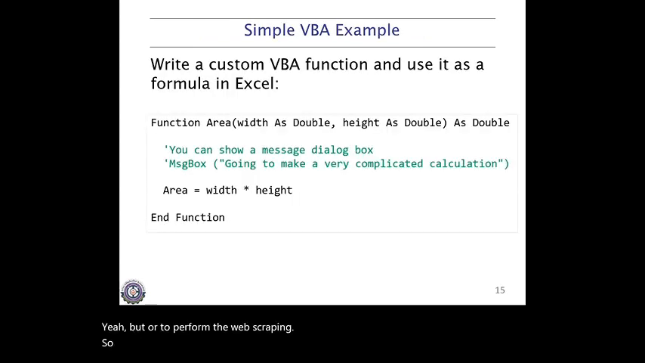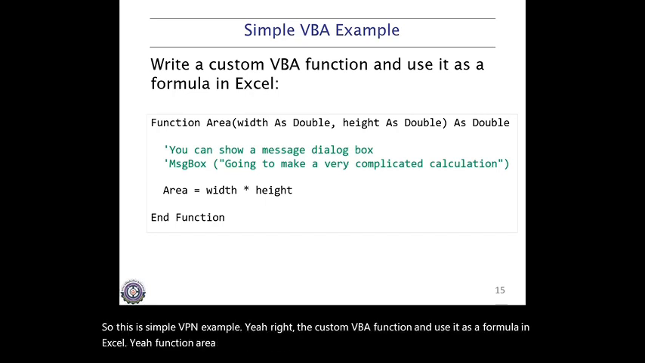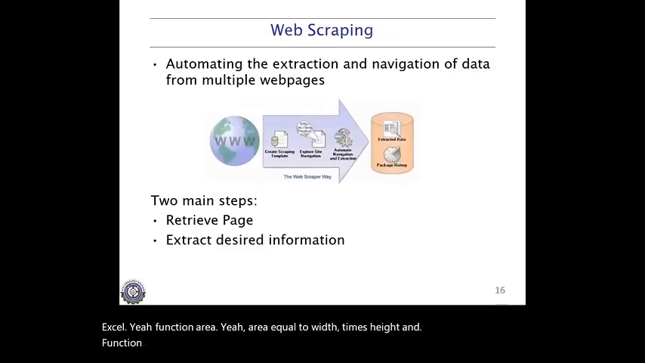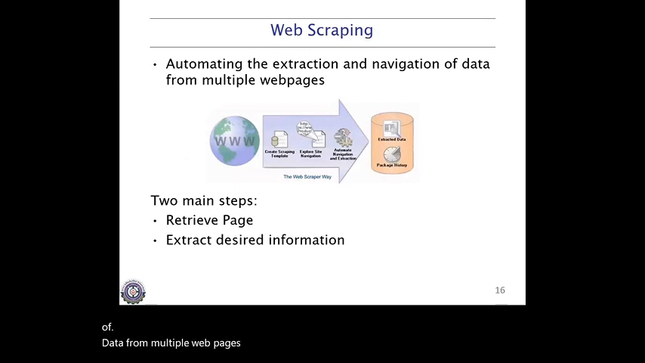This is a simple VBA example: write a custom VBA function and use it as a formula in Excel. Function Area, area equals width times height. This is simple. And web scraping is automating the extraction and navigation of data from multiple web pages. This is the definition.